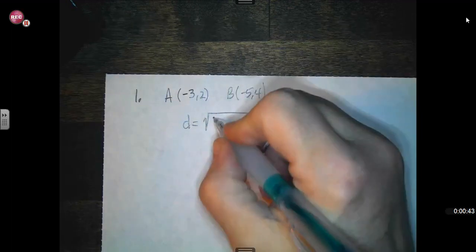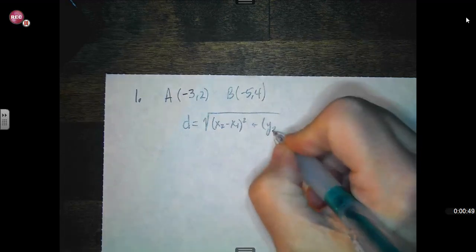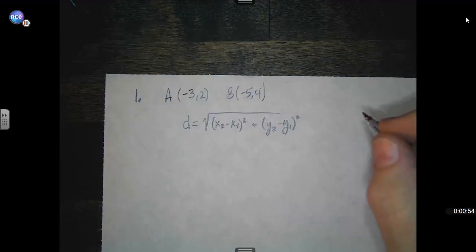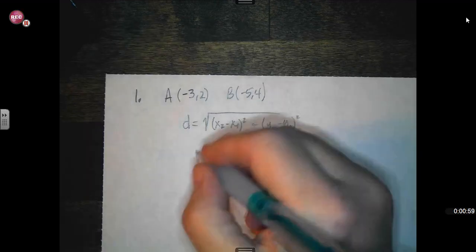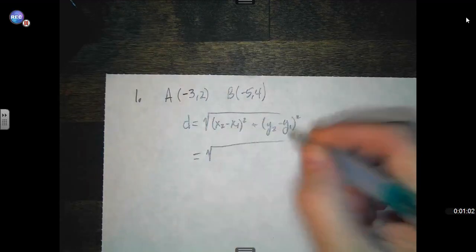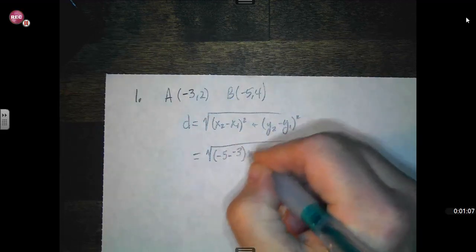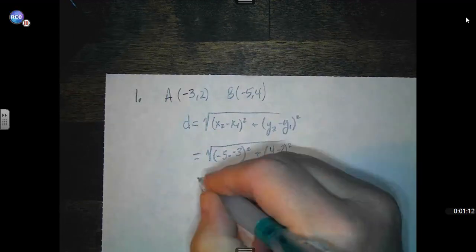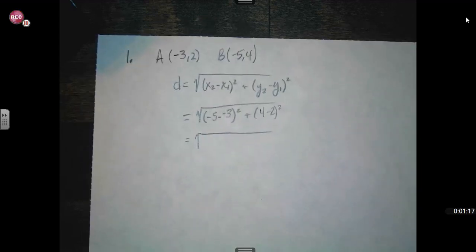The distance is equal to the square root of x2 minus x1 quantity squared plus y2 minus y1 quantity squared. Basically, it's the solution to the Pythagorean theorem, the derivation of that. So we get -5 minus -3 quantity squared plus 4 minus 2 quantity squared. And I made up everything here for this worksheet. I didn't take it out of a book or anything, so some of our answers might turn out a little conspicuous.